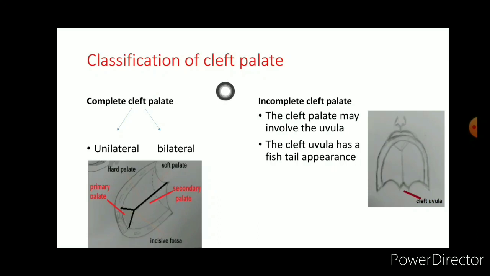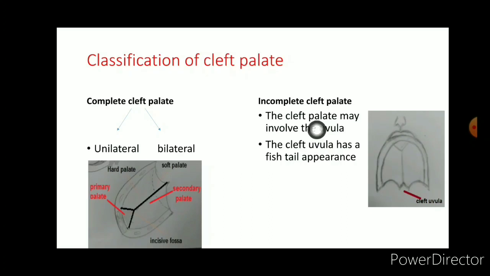Now move on to classification of cleft palate. Cleft palate may be complete or incomplete. Complete cleft palate is further classified into unilateral and bilateral. Here you can see this is the primary palate and this is the secondary palate. The incisive foramen divides the palate. Anterior to the incisive foramen is the primary palate. Posterior to the incisive foramen is the secondary palate.